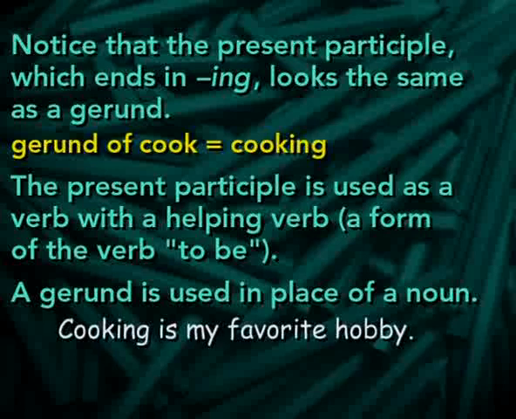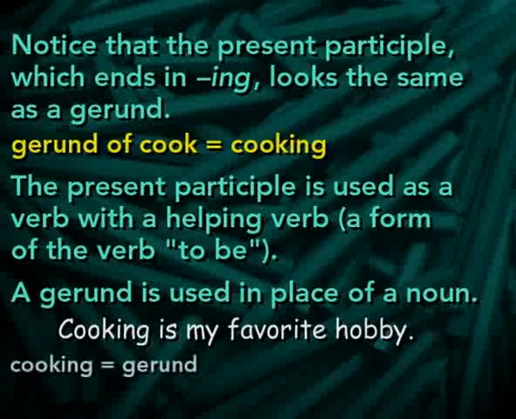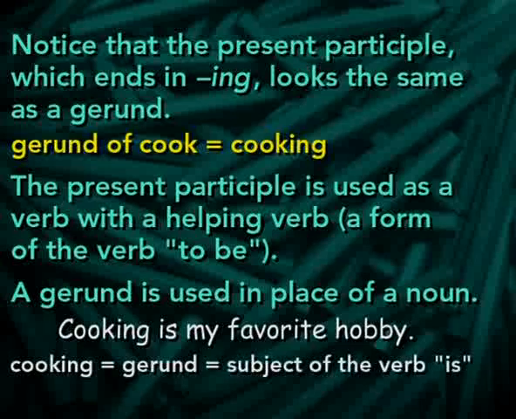Here we have the word cooking, which looks the same as the present participle, both end in ing, but in this sentence, cooking is a gerund, because it's being used in the same way that a noun would be used. Cooking is my favorite hobby. In that sentence, cooking is the subject of the sentence. It's the subject of the verb is. And remember, the subject of a verb would always be a noun or a pronoun. Since cooking is being used as a noun in that sentence, it's a gerund, not a present participle.